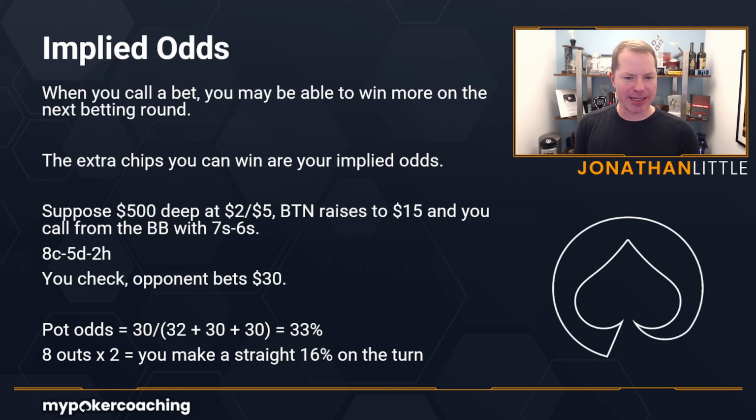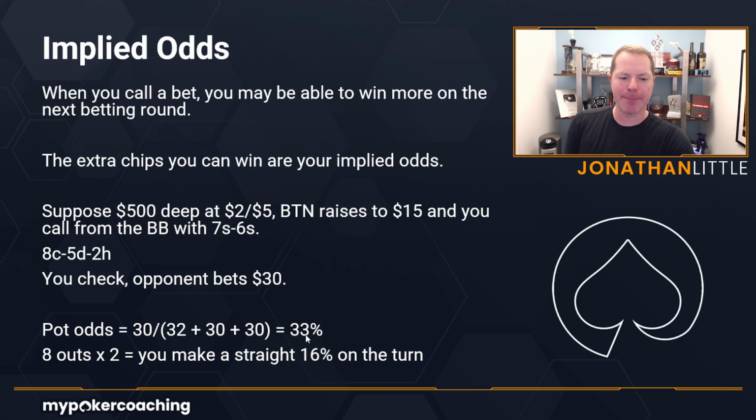Suppose you're $500 deep at 2-5 no limit hold'em in a cash game. The button raises to $15 and you call from the big blind with 7-6 of spades. Flop comes 8-5-2, no spades. You check and your opponent bets $30. The pot's 32 in this spot. That's their 15 plus your 15 plus the small blind. So your pot odds are 30 divided by the 32 pot plus their 30 plus your 30, which is about 33%.